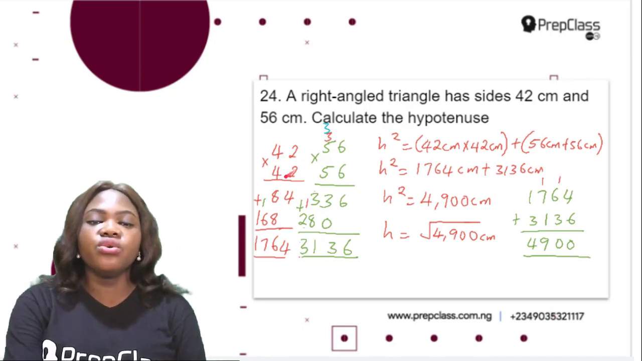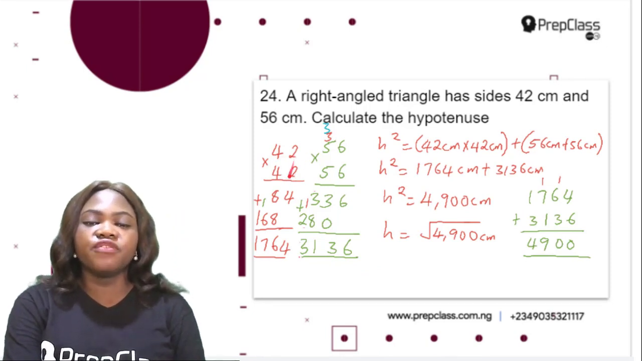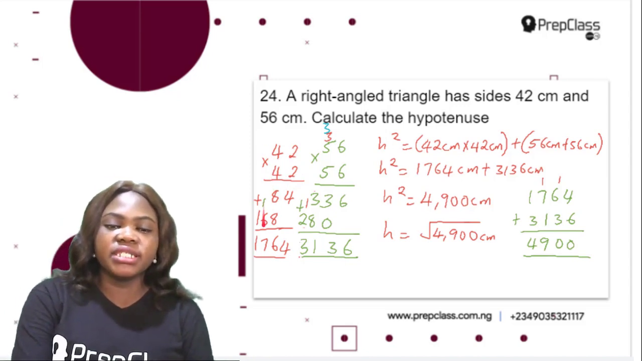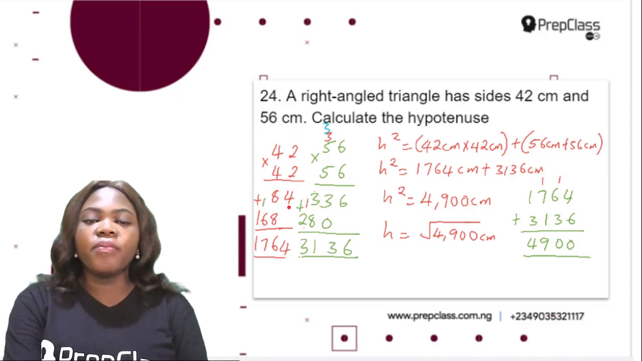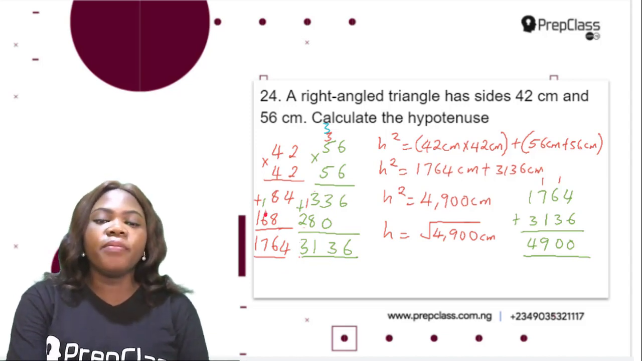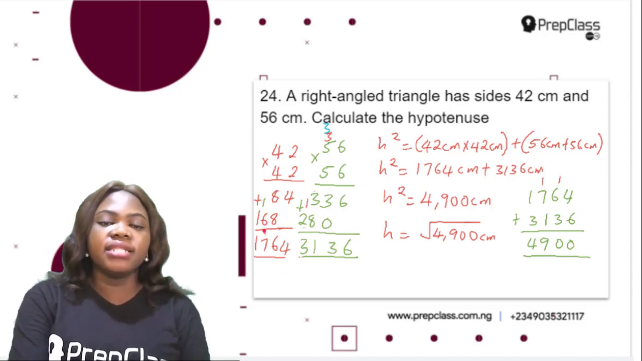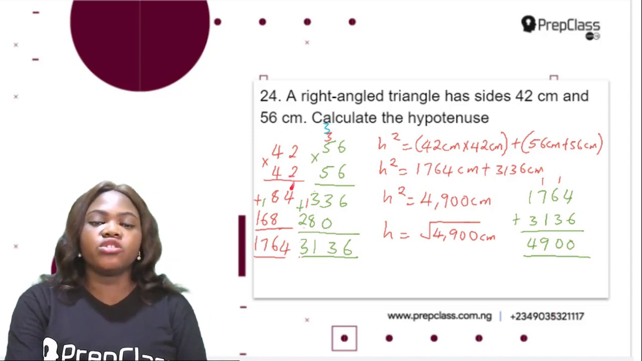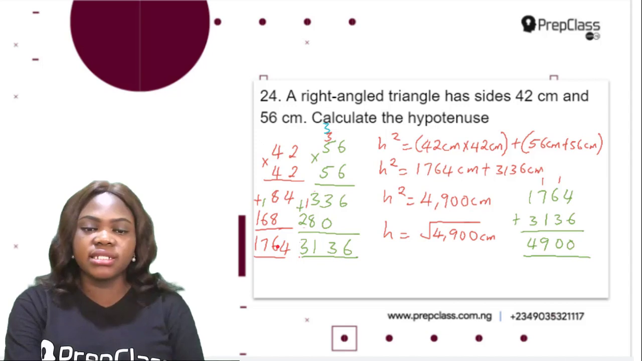42 times 42 can be done here. 2 times 2 is 4. 2 times 4 is 8. 4 times 2 is 8. 4 times 4 is 16. Then let's add this together. 4 plus nothing is 4. 8 plus 8 is 16. Write 6. Carry 1. 1 plus 6 is 7. Write it. Then 1 plus nothing is 1. So 42 multiplied by 42 is 1764.